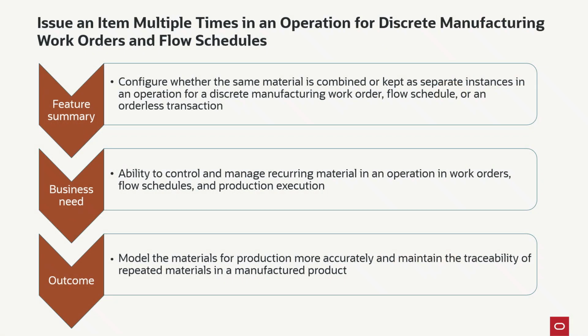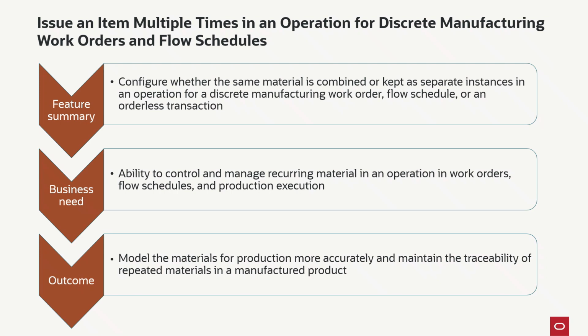In a prior release, you could use a unique find number to distinguish multiple instances of the same material within an item structure to maintain material traceability through a manufacturing work definition operation. However, if the material appears multiple times within an operation, its quantities are combined in a discrete manufacturing work order and material transactions, losing the distinct identity of each material instance.